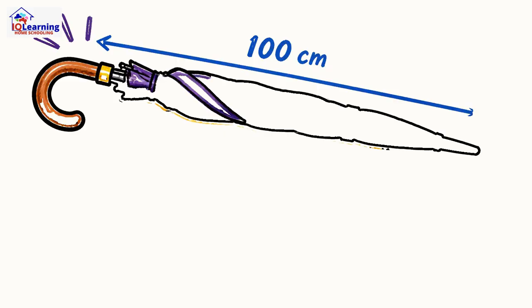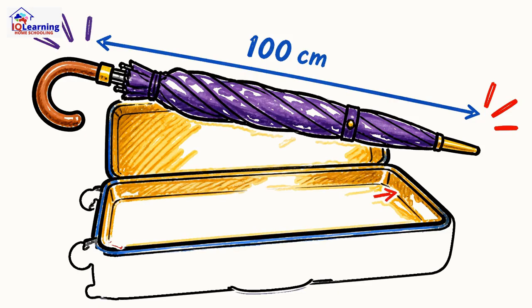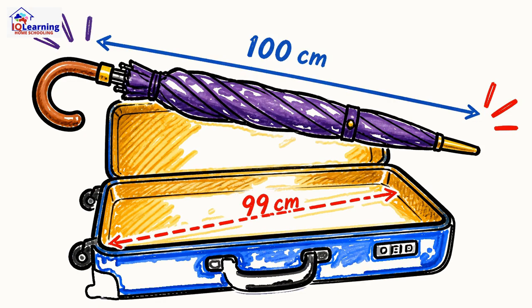But the math is unforgiving. A 100-centimeter umbrella will not fit in a suitcase with a maximum diagonal of 99 centimeters. It's a game of millimeters.